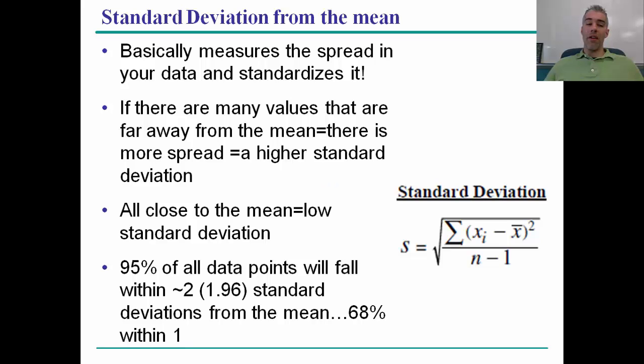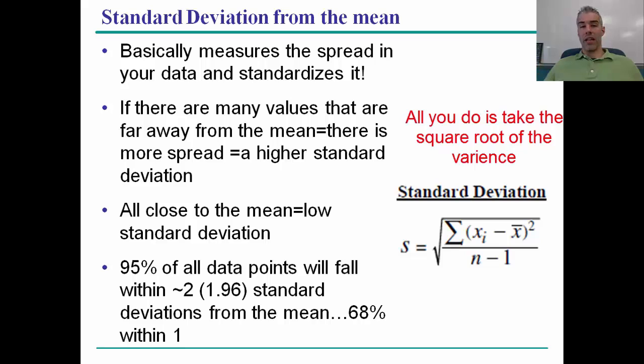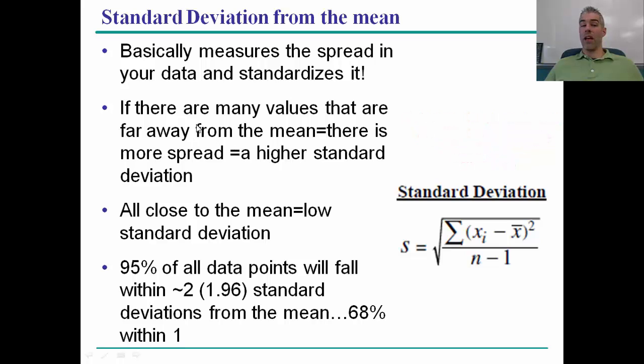We can then take the variance and create a standard deviation from it, and that's going to be a very useful statistic for us. If there are values that are far away from the mean, you get more spread, more variance, and a higher standard deviation. All we're doing is taking the square root of the variance to give us the standard deviation. If all are very close to the mean, you'll have a low standard deviation.